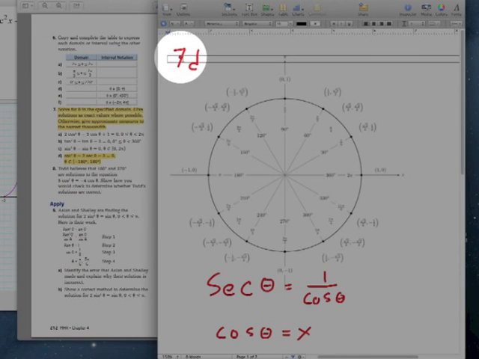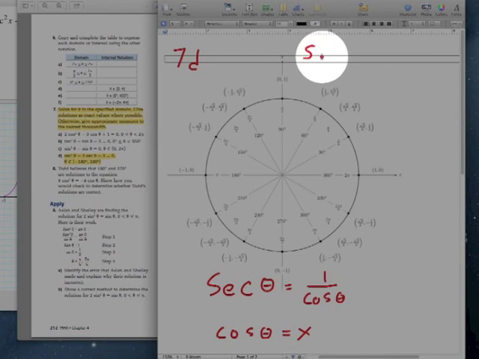Alright, so here's the second part of 7D. In the last video we found the answers could be secant theta equal to -1 or secant theta equal to 3. To do those, we need to know that secant theta is equal to 1 over cos theta and that cos theta is equal to x. So if I'm dealing with the first one, let's take secant theta equal to -1.